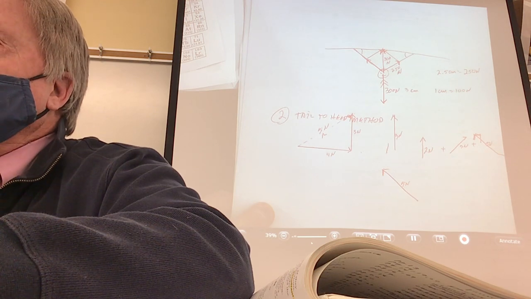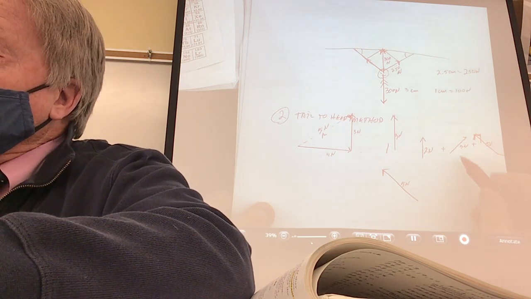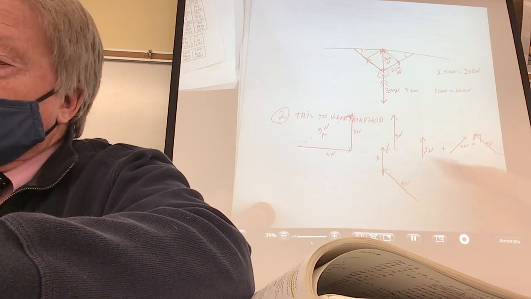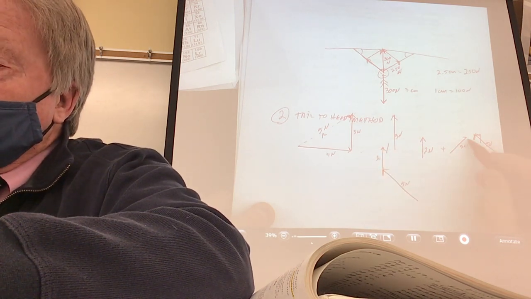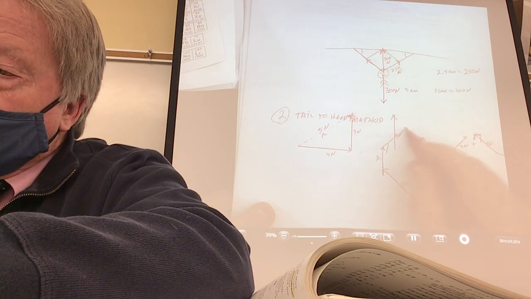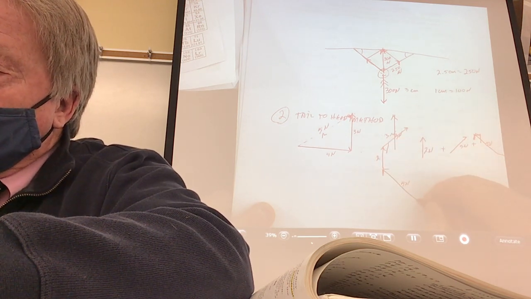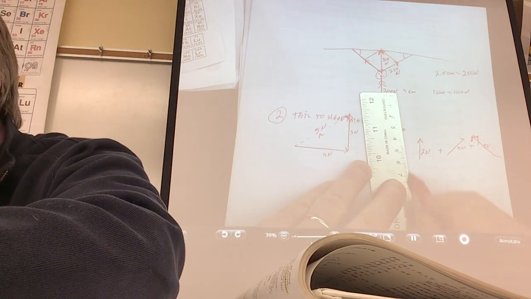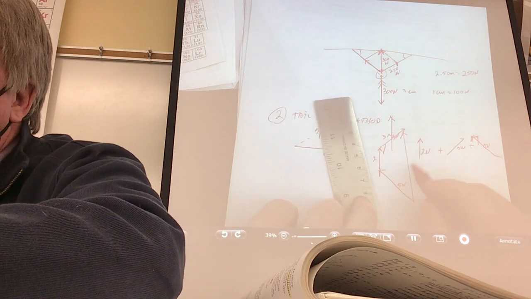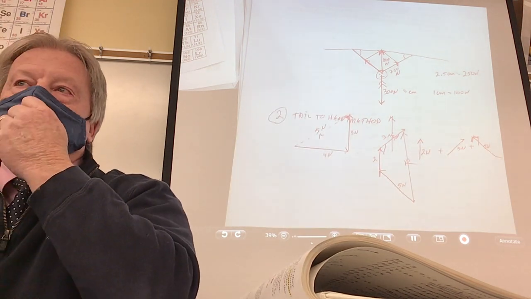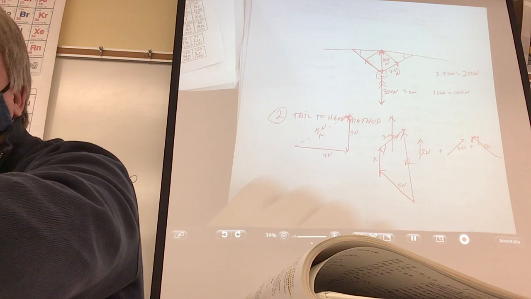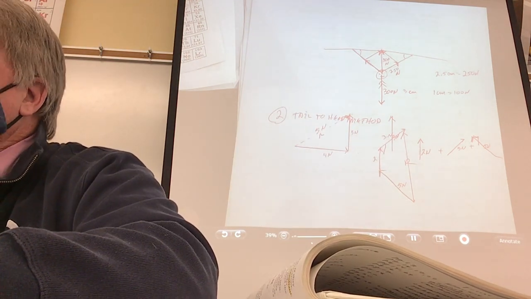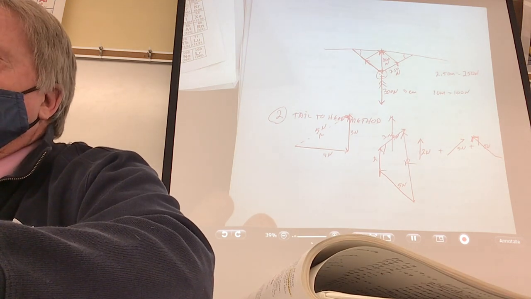Now, pick another one. It doesn't matter which one. Which one? 2? Okay. And then what's the third one? That one? What's my answer? Right here. There's my answer right there. Now, if I did a scale drawing, I could actually measure that and actually tell you the magnitude of that vector, couldn't I?